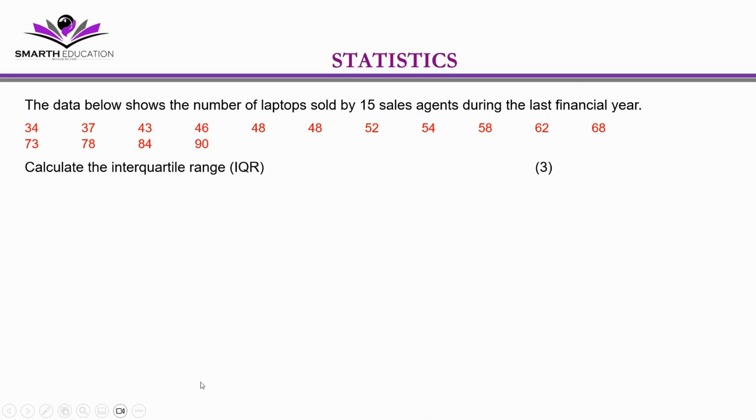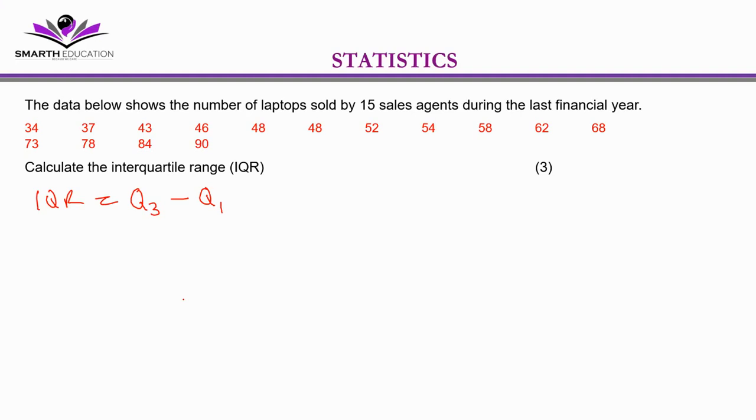So our data set is already arranged in ascending order, that is, from the lowest value to the highest value. So how do we find the interquartile range? The interquartile range is equal to Q3, the upper quartile, minus Q1, the lower quartile. So we need to find the upper quartile and the lower quartile.